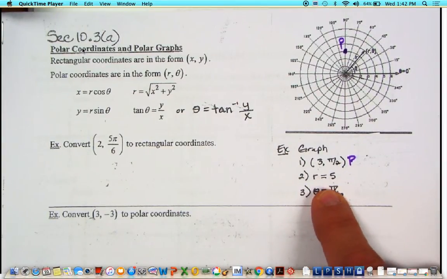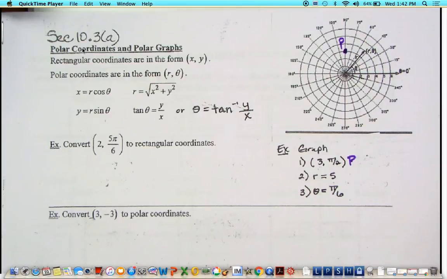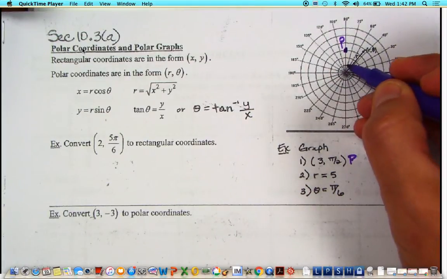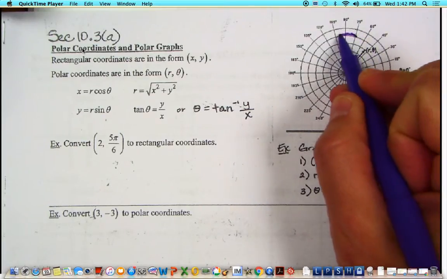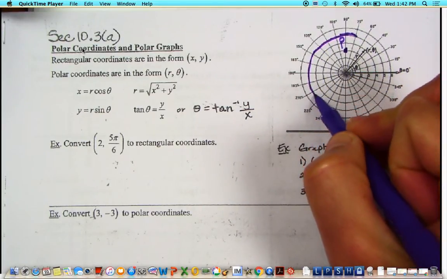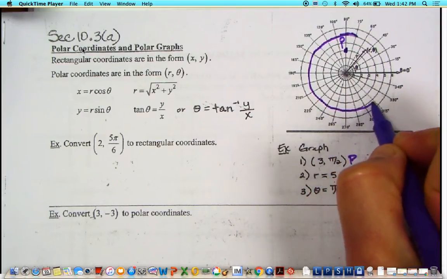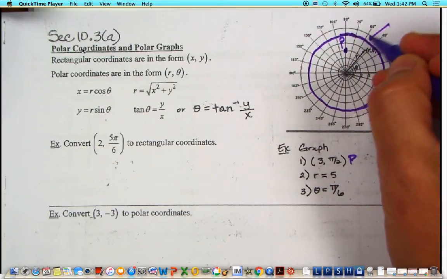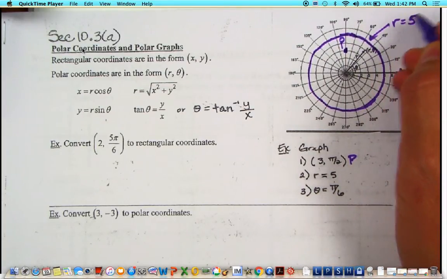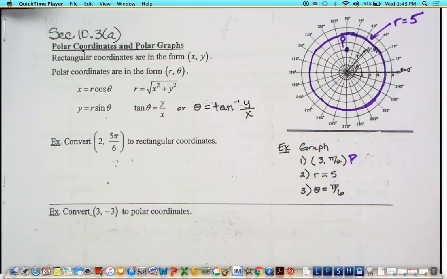So go back over here. Let's finish graphing. What does r equals 5 look like? That's a circle, and it has a radius of 5, right? So I would just go out 5 units from the pole, and I would draw this circle, right? Do you remember that? Yes?